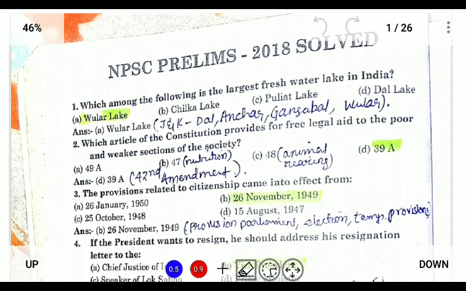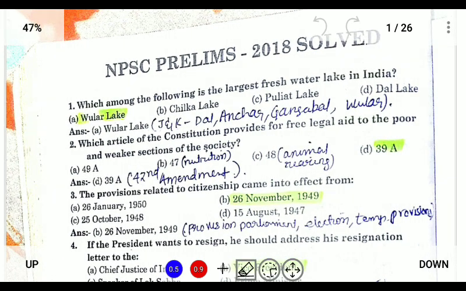Question number 1: which among the following is the largest freshwater lake in India? The freshwater lake in India is Lake Wular. It is the largest freshwater lake located in Jammu Kashmir, where Dal Lake is also located. Chilka Lake is in Orissa, and Pulikat is in Andhra Pradesh. Jammu Kashmir has many lakes such as Dal Lake, Anchar Lake, Gangabal, and Wular Lake, and Wular Lake is the largest lake.